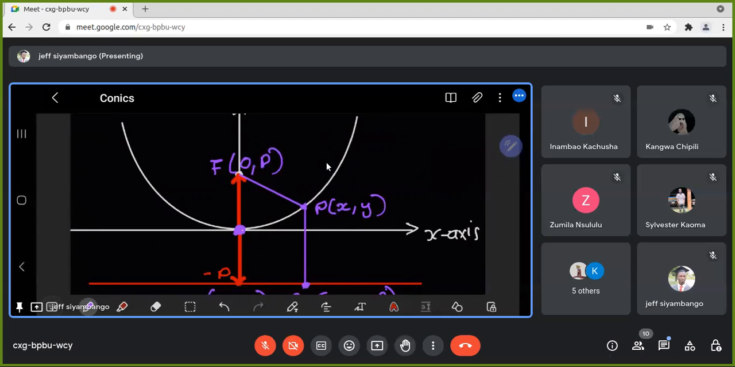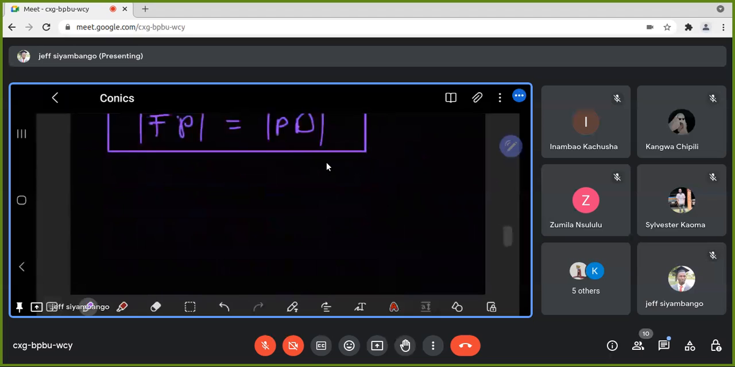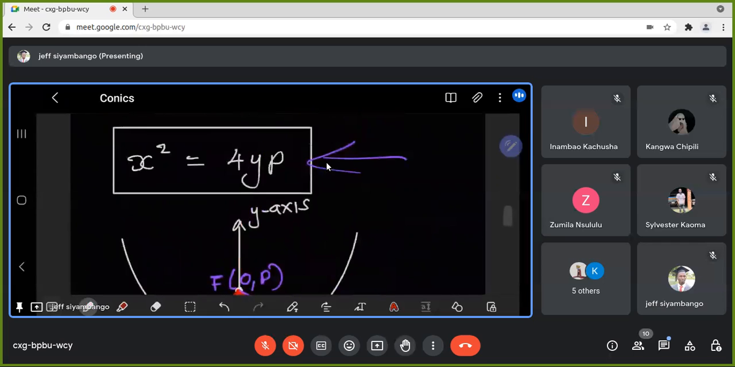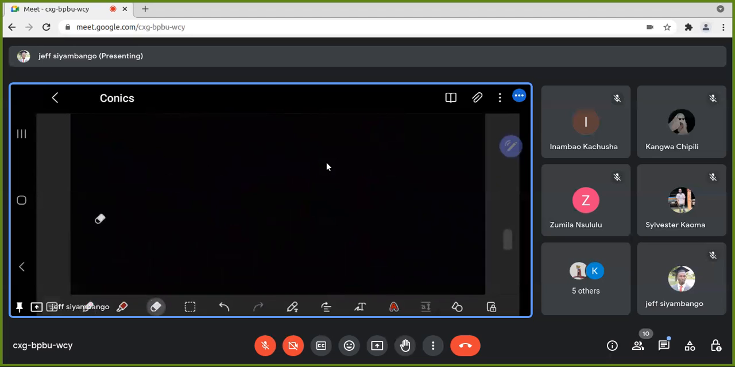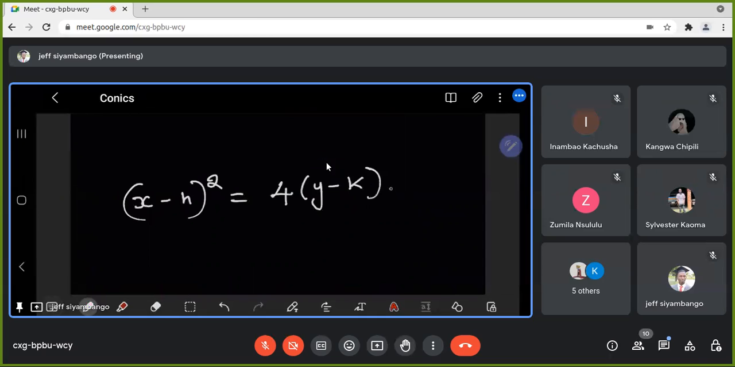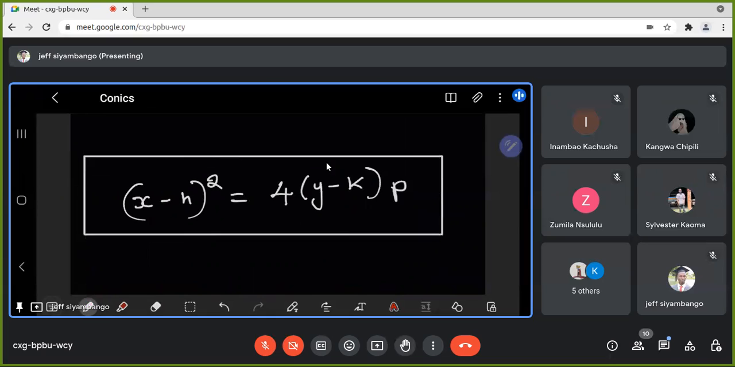But what if it is not centered at the origin? If your parabola is not centered at the origin, then your equation changes. For y, it is going to shift by k. In this case, the one I started with was x squared, so x will shift by h. And then you had 4p times y, where y will shift also by k. So this becomes the equation of a parabola which is not centered at the origin.